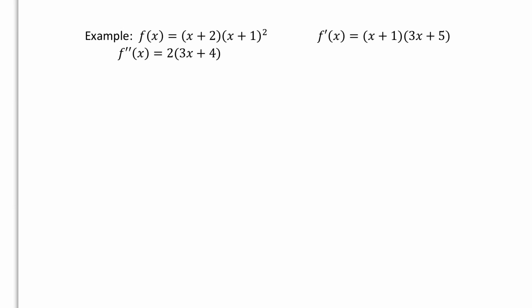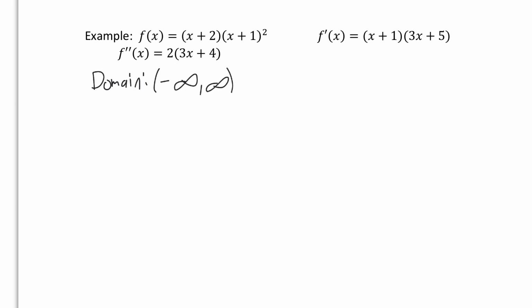Now let's do a fun polynomial one here. We have f(x), f prime, and f double prime given to us, and it's not a rational function, just a polynomial. So let's see what we get. Well, we're going to write the domain, which is going to be all real numbers.